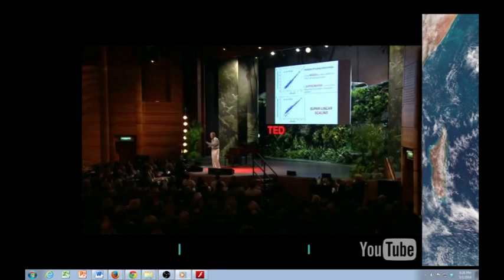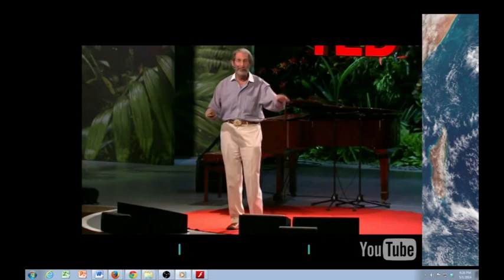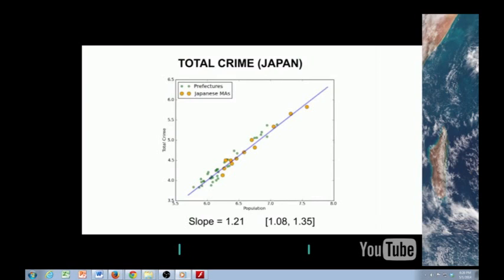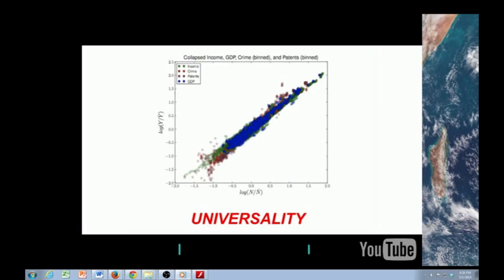Unlike biology, higher wages, more super creative people per capita as you get bigger, more patents per capita, more crime per capita, and we've looked at everything, more AIDS cases, flu, etc. And here, they're all plotted together. Just to show you, what we've plotted here is income, GDP of the city, crime and patents all on one graph, and you can see they all follow the same line.